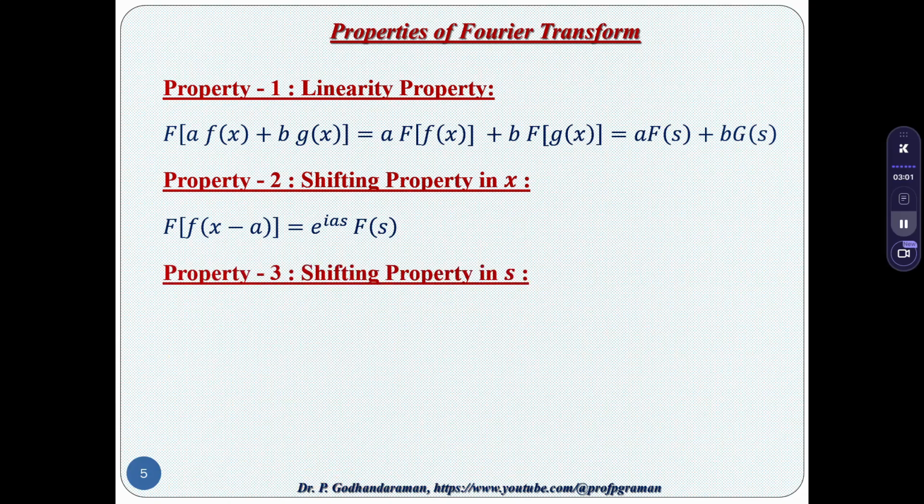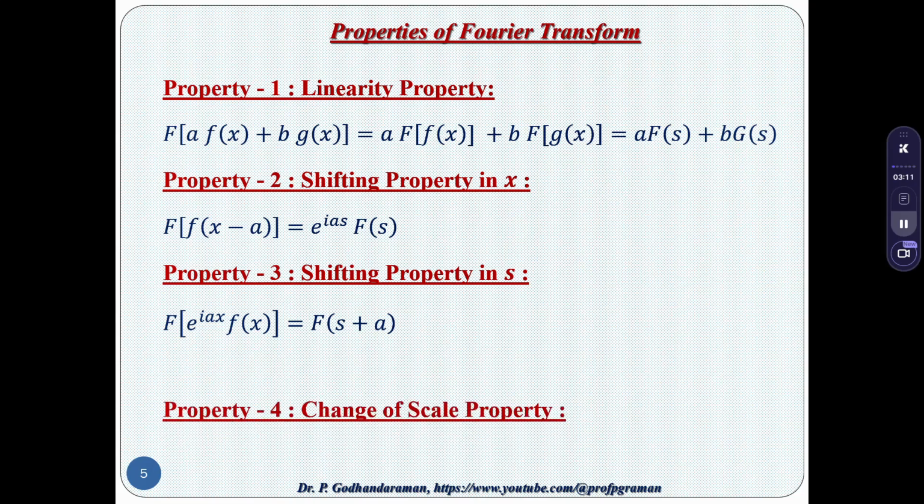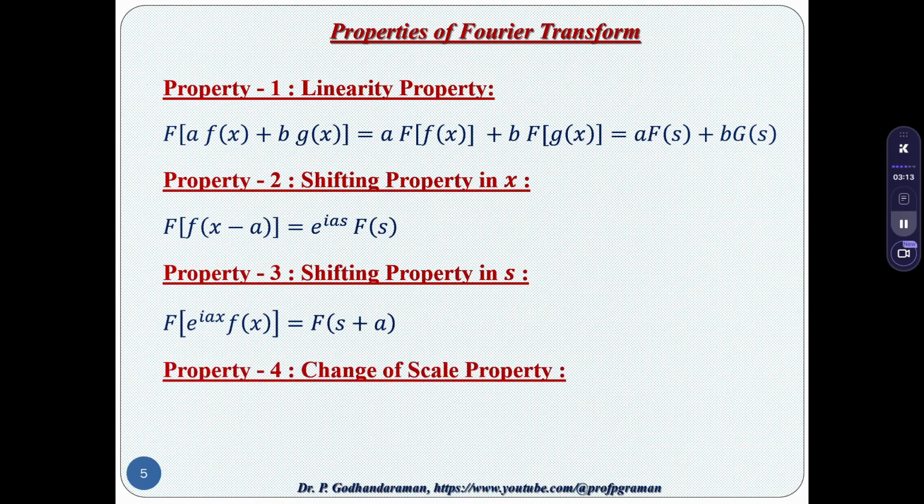Next property, shifting property in s: the Fourier transform of e^(iax) f(x) is equal to F(s plus a). The next property, change of scale property: the Fourier transform of f(ax) is equal to 1 by a F(s by a).